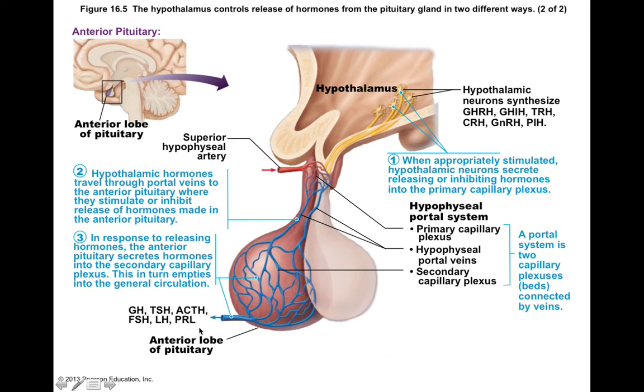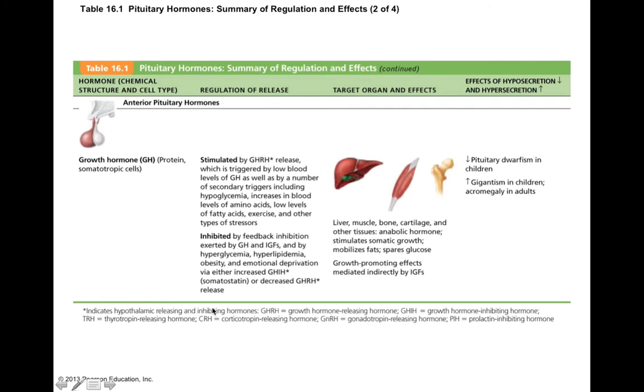And we'll go into more detail on the effects of these specific hormones soon. Now, the effects of growth hormone are broad. Growth hormone is going to be triggered by low blood levels of growth hormone, as well as other secondary triggers such as hypoglycemia, which is low blood sugar, as well as increases in amino acid content and low levels of fatty acids, as well as exercise.